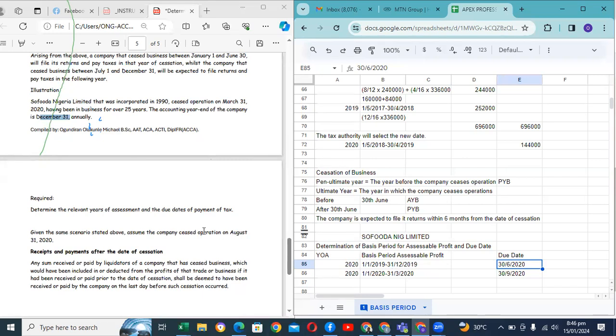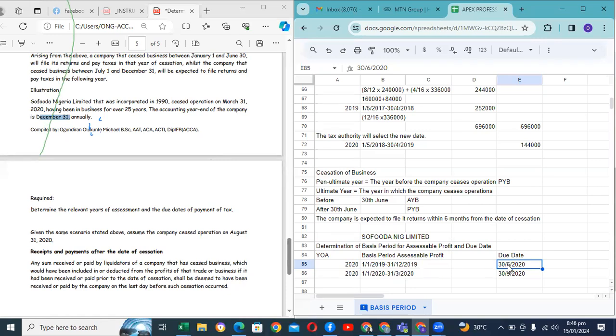Okay. So because your usual accounting year is 31st December, it means we are going to have 1st January 2019 to 31st December 2019. Then for the year you cease the operation, that's a day after, 1st January 2020, to the day you cease the operation, that's 30th March 2020.